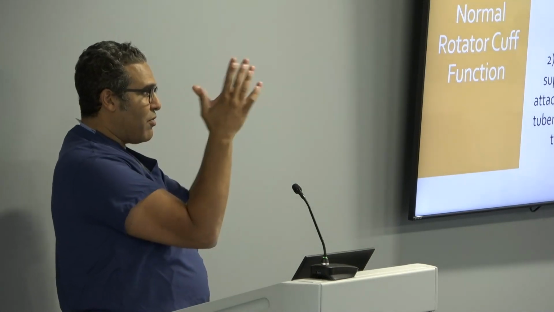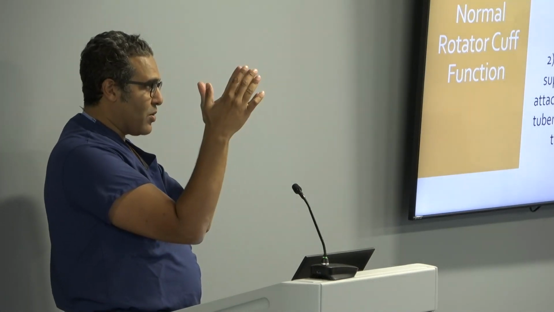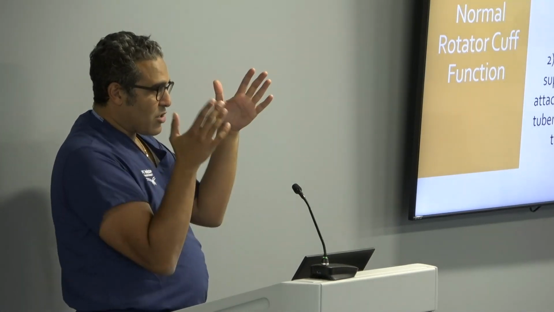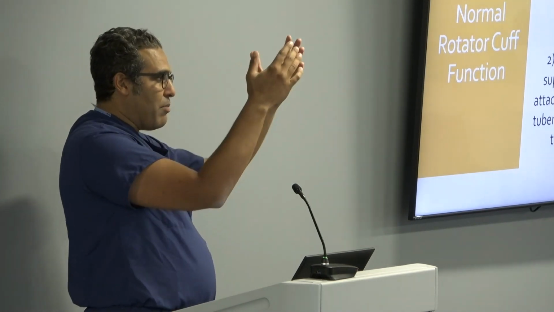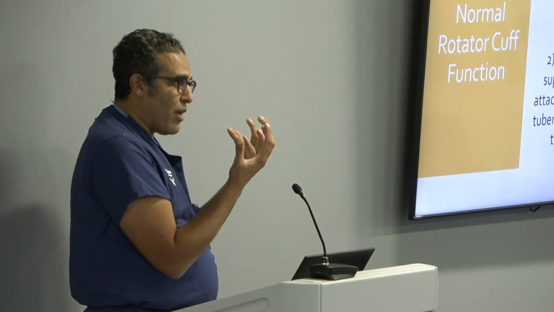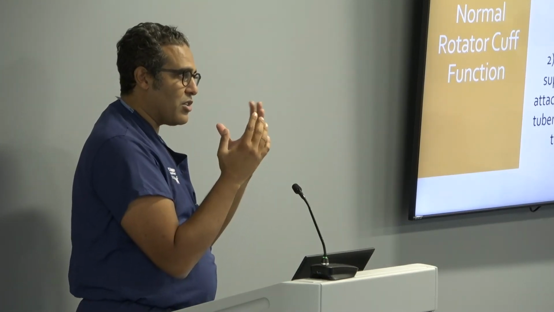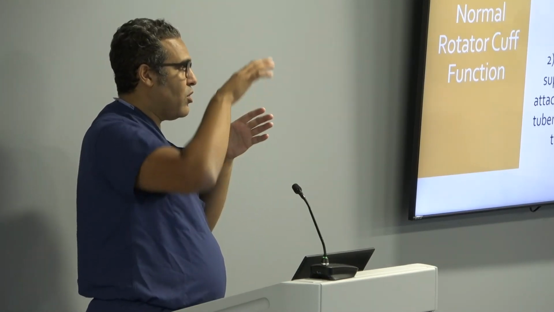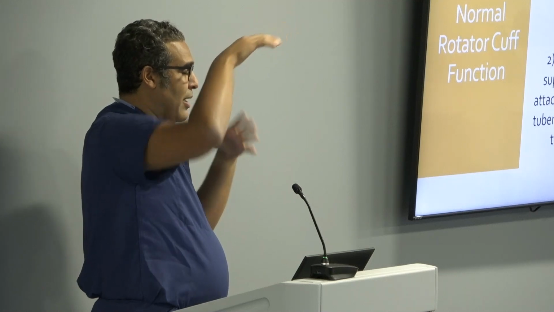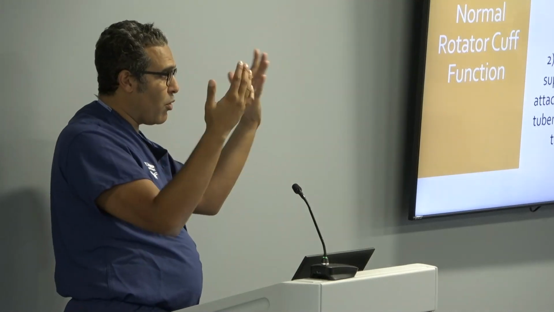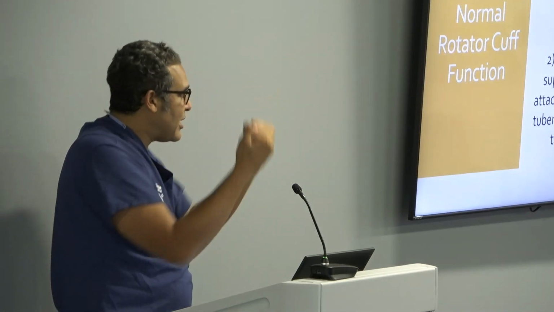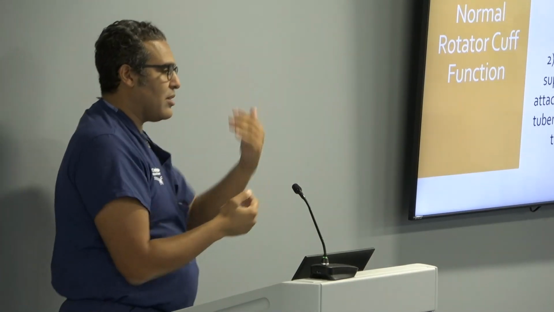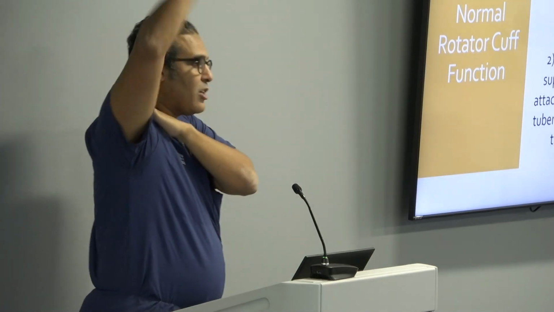So if the infraspinatus and the subscapularis, right? The infraspinatus is an external rotator, the subscapularis is an internal rotator. If they both pull back together, it's compression and inferior depression, right? So if your superior cuff is deficient, but your anterior and posterior force couple is intact, those two muscles working together can help to give a fulcrum for the deltoid against which to lift.